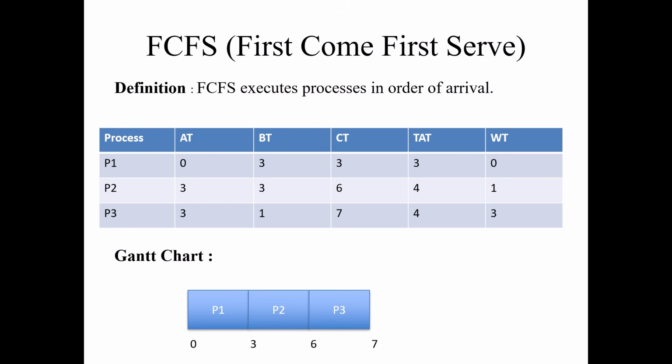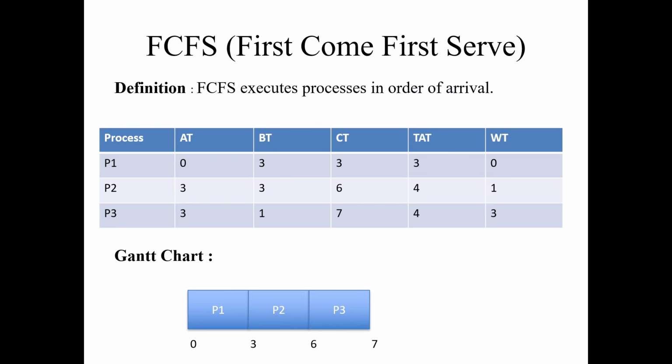What is called a Gantt chart? A Gantt chart is the graphical representation to visualize and analyze the CPU scheduling algorithms. Here we are in the order P1, P2, P3. At the time of 0, only P1 is available. So P1 is executed from the runtime 0 to 3.